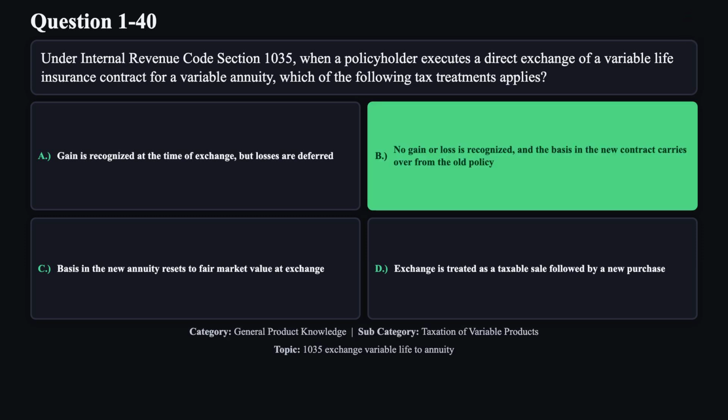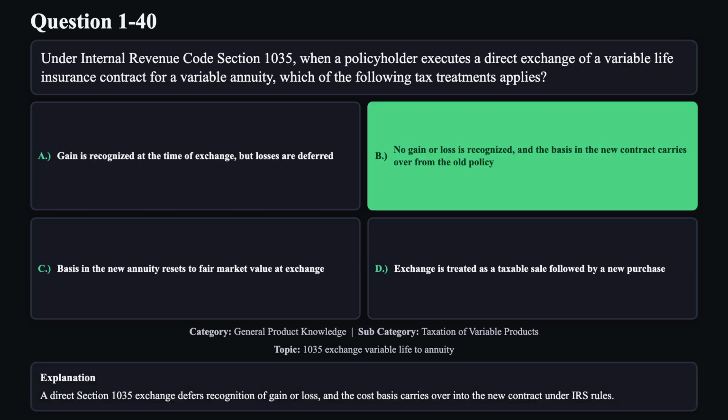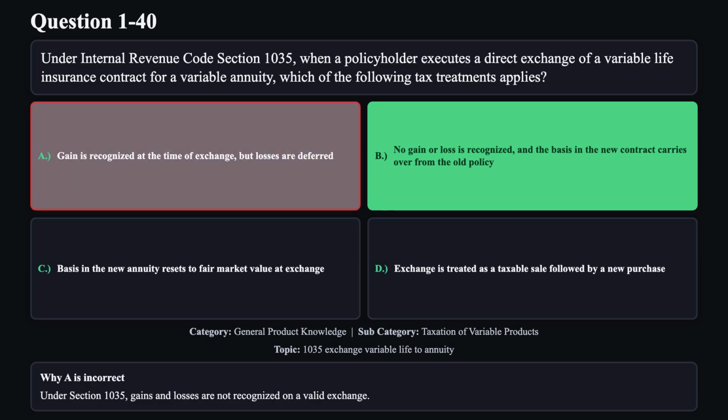The correct answer is B. A direct Section 1035 exchange defers recognition of gain or loss, and the cost basis carries over into the new contract under IRS rules. Reason A is not correct. Under Section 1035, gains and losses are not recognized on a valid exchange.